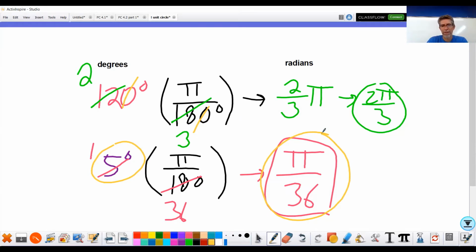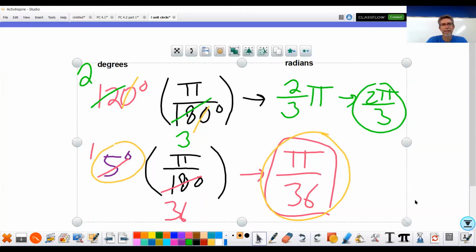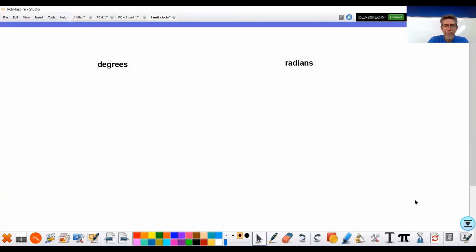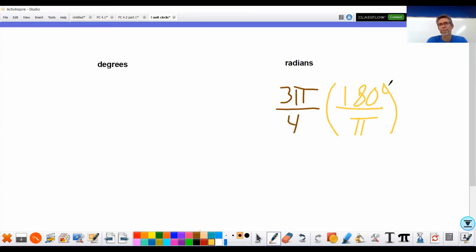And likewise, if you wanted to go backwards, let's take that right there. Say if I gave you something like, I don't know, how about 3π/4? And I want to go backwards. Let's times it by the same thing, but let's put the pi on the bottom and the 180 on top, because don't you want the pi's to cancel? Okay. And then I have 3 times 180/4. Maybe I could just multiply that on my calculator, divide by four, or I could try reducing.